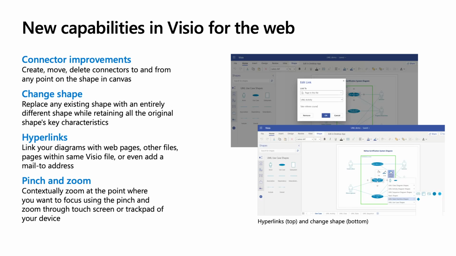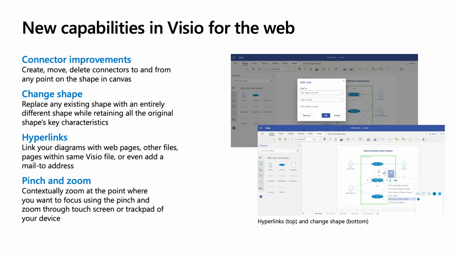Moving on to some of the capability releases that we had. We have improved the connector experience in Visio Web, and now users can actually create connectors to and from any point on the shape. We have enabled the change shape feature, which allows you to replace any existing shape in the document easily while retaining the shape properties on replacement.